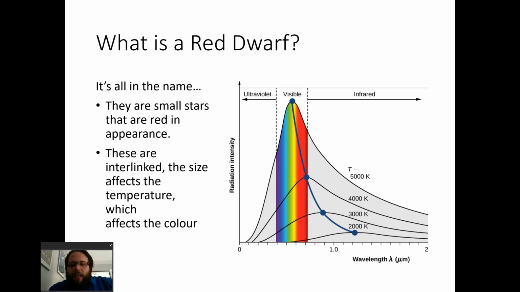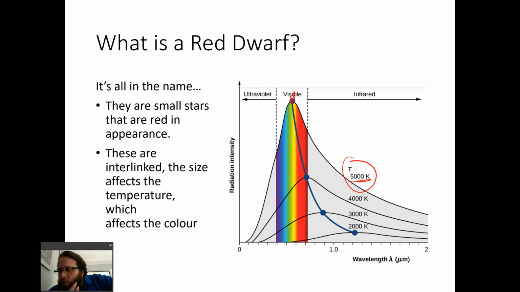And here we can see some black body radiation curves. For example, if we look at the sort of temperature that our sun would be, around 5,700 Kelvin, or 5,500 Kelvin, we'd be looking at a peak here in the visible range. And so the colour of the sun would be around that green-yellow border.